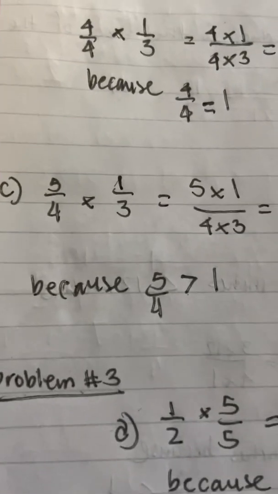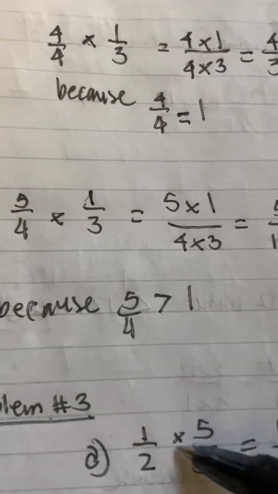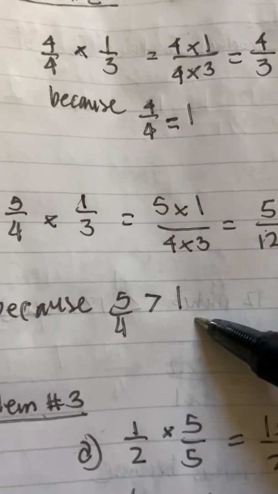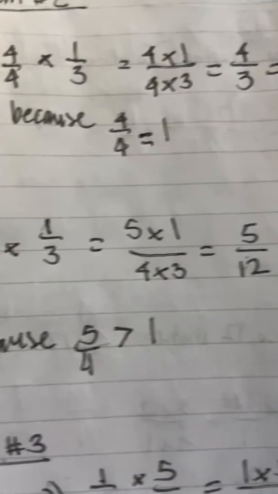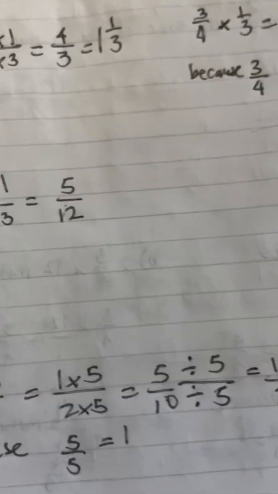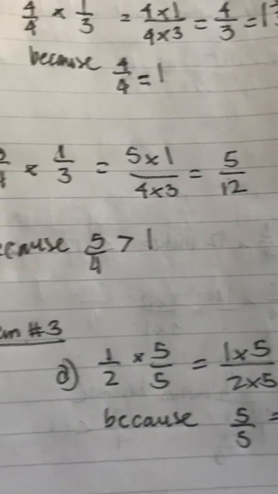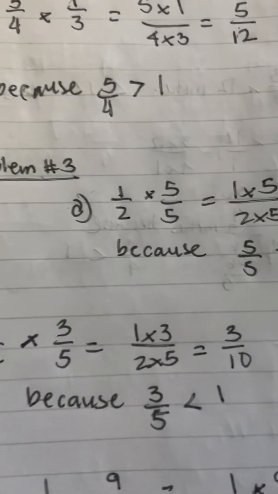Problem C, 5/4 times 1/3. This time 5/4 is greater than 1. So 5 times 1, 4 times 3. So we get 5/12. Problem number 3.